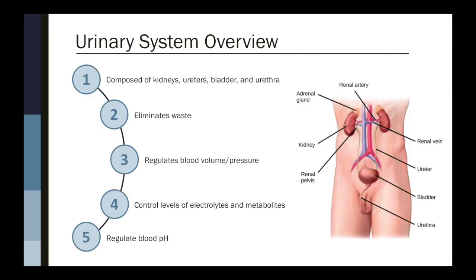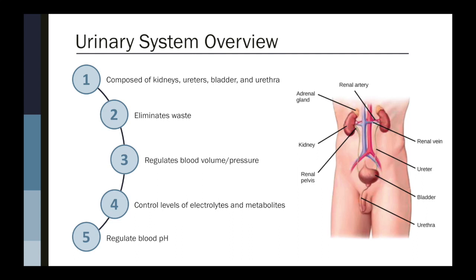The urinary system is made up of several organs, including the kidneys, ureters, bladder, and urethra. The main purpose of the system is to eliminate waste from the body, along with regulating the blood volume, blood pressure, controlling the body's levels of electrolytes and metabolites, as well as regulating blood pH.